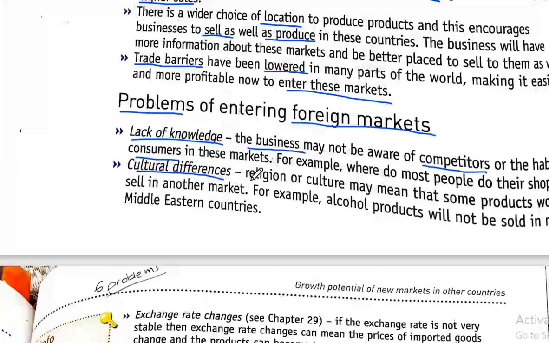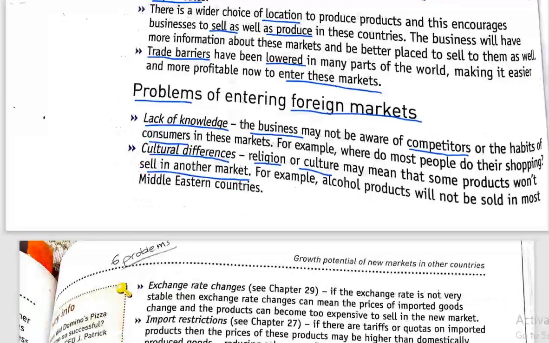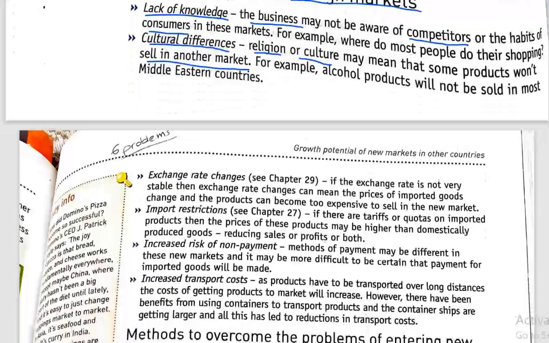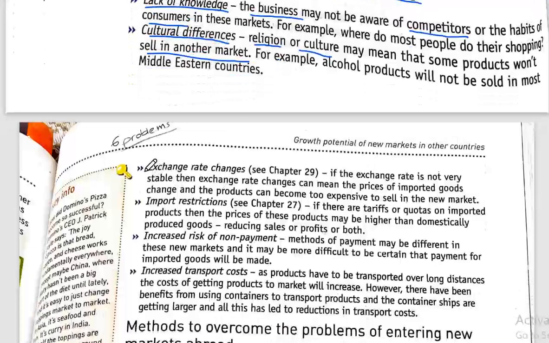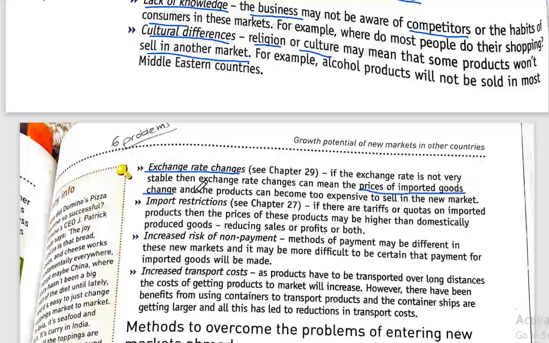Number two, cultural differences. Religion or cultural differences may mean that some products won't sell in another market. So I must know what is acceptable in this country based on the culture that all the people in that country actually believe in. And problem number 3, exchange rate changes. If the exchange rate is not very stable, then exchange rate changes can mean that the prices of imported goods change and the product can become too expensive to sell in the new market.